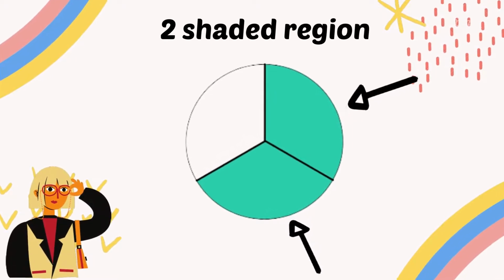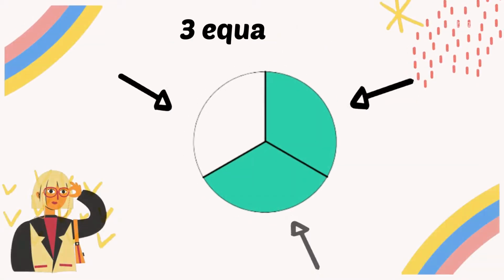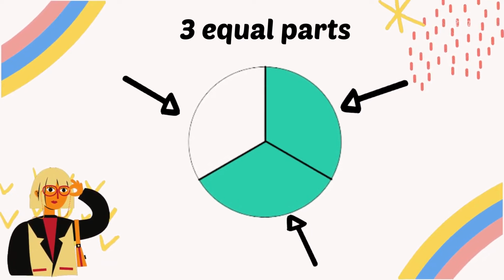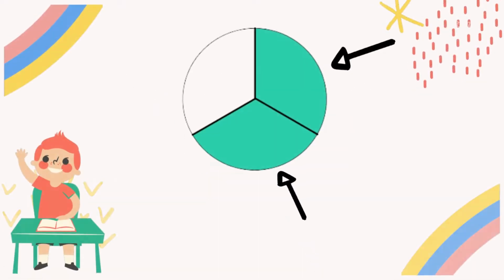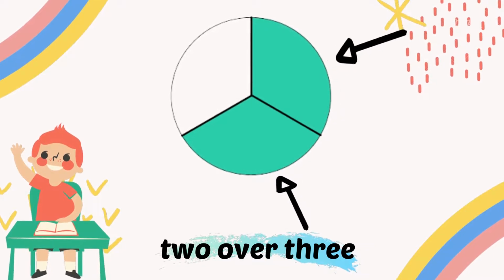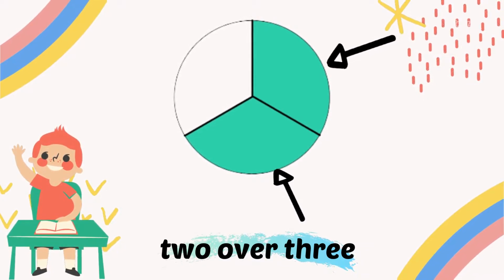So now look at the picture here. We have 2 shaded regions, and we have three equal parts. So for the fraction, we will call it 2 over 3.